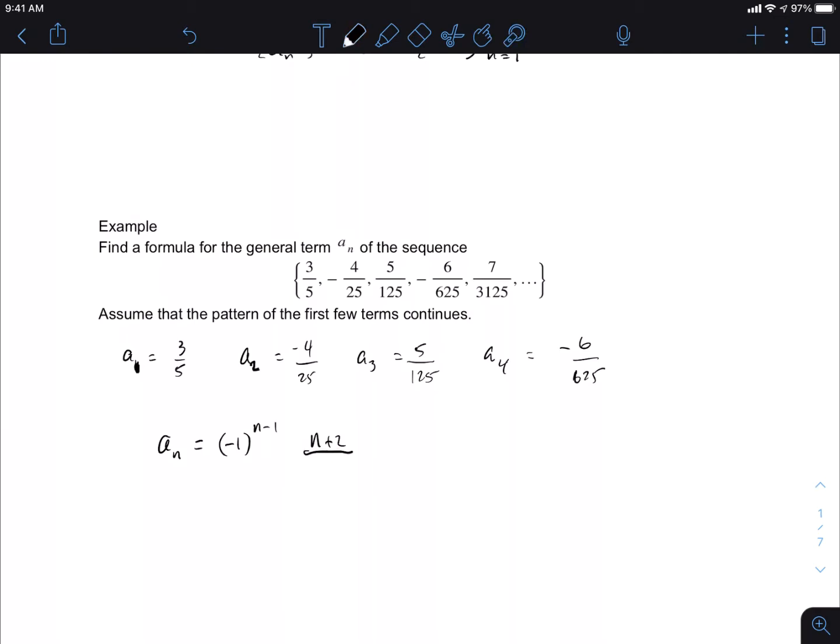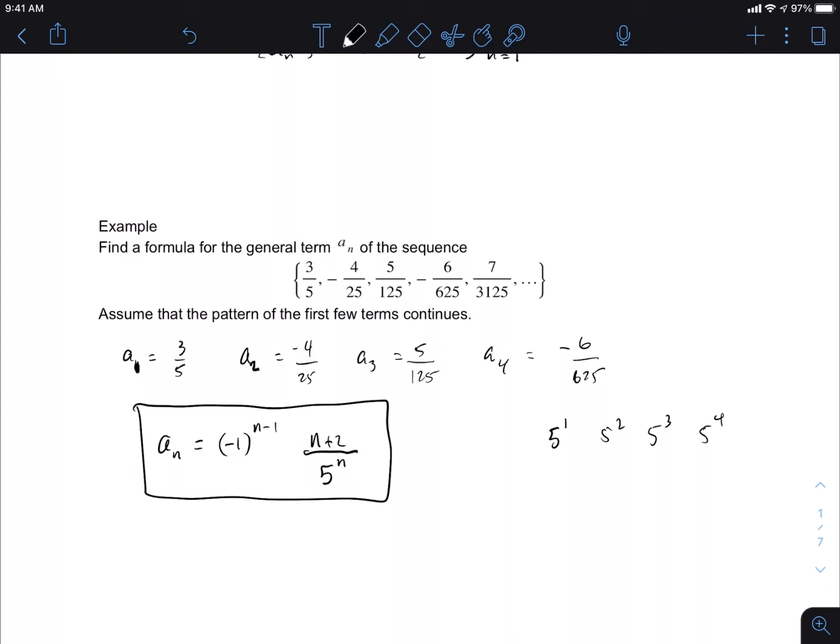Now we need to look at the denominator, and what we see in the denominator is 5 to the first, then 5 to the second, then 5 to the third, 5 to the fourth, and it looks like it's just a base of 5 to the n. This is the A sub n formula for the general term. These problems can get tricky, and so looking at the patterns and investigating them will take a little bit of time, right? But with looking at it and investigating it, you should be okay and be able to do it quite well.